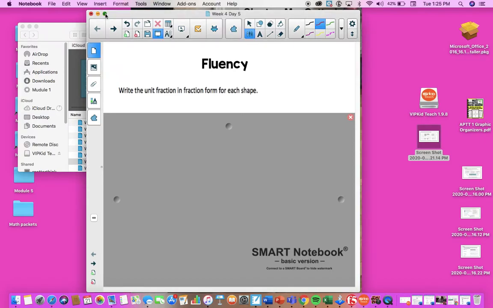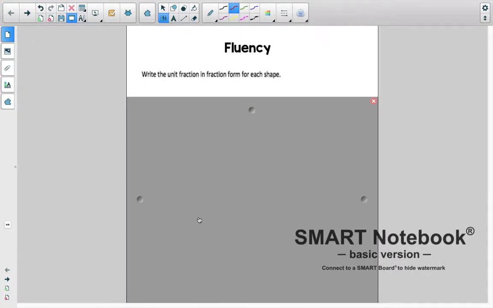We're going to go over week 4, day 5. So on your packet, we have fluency. The fluency says write the unit fraction and fraction form for each shape. So I want you to go ahead and fill out the unit fraction for each of those shapes. And you can pause the video and check your answers based off of the video.